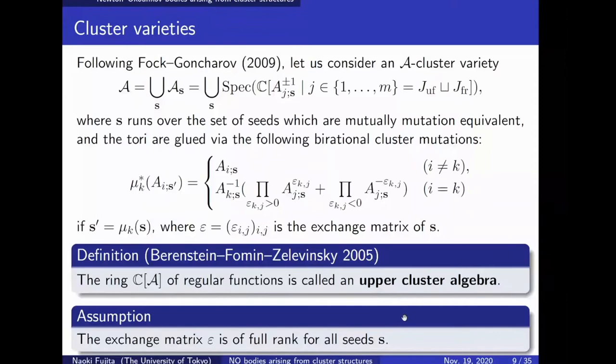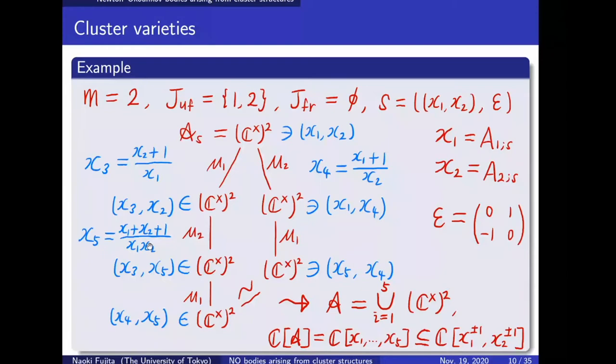Let me give some example. Let us consider the two-dimensional case and assume that the variables are all unfrozen. Then let us consider a seed S. The exchange matrix epsilon is (0, 1; -1, 0). Let us denote by x1 and x2 the corresponding cluster variables. Then we obtain the following diagram.